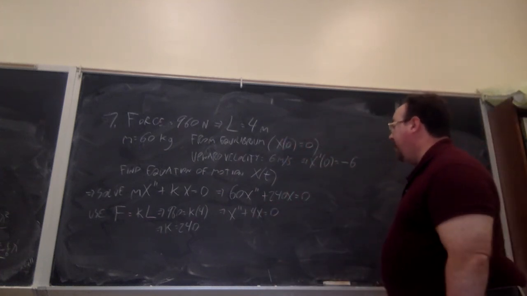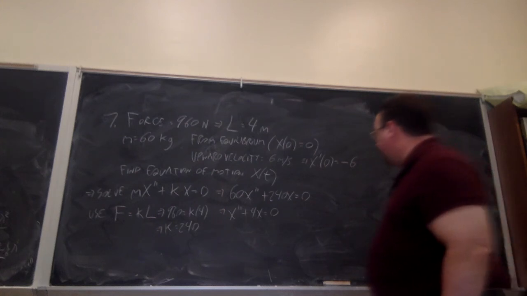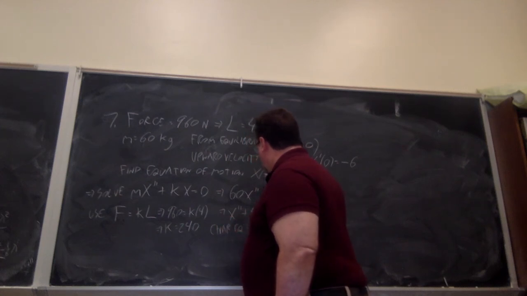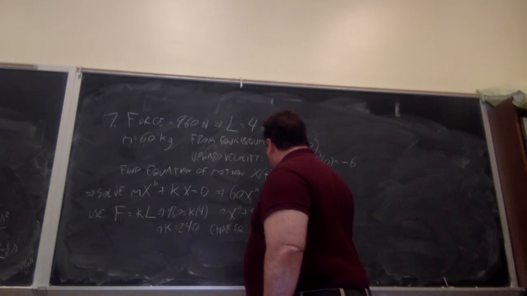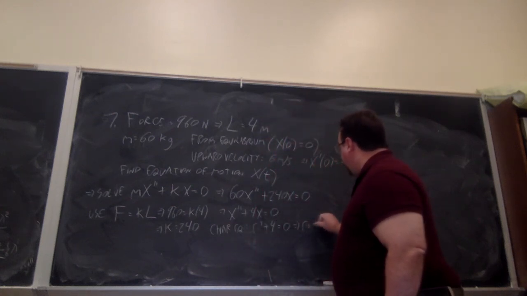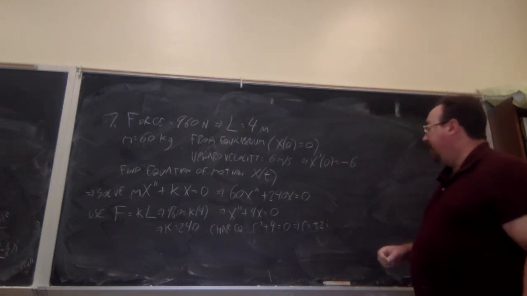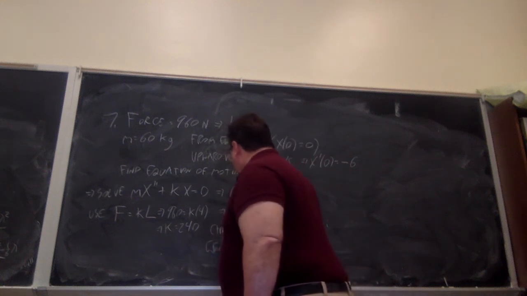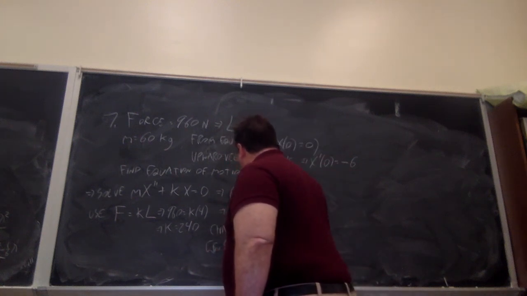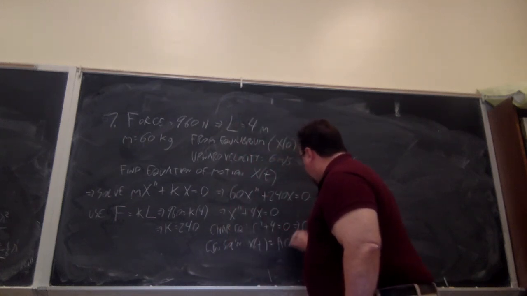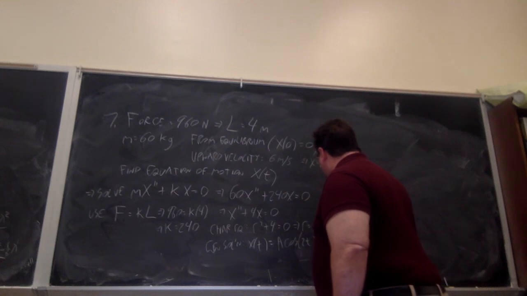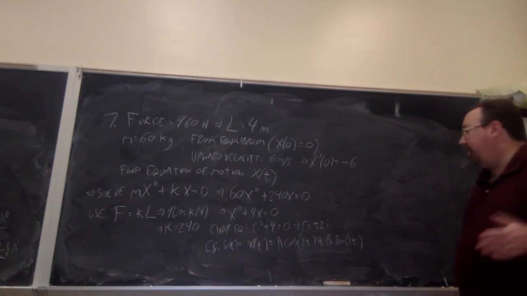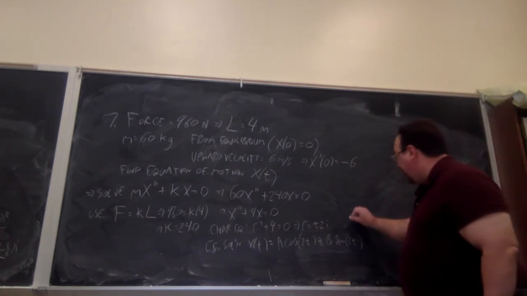Now, in this case, the characteristic equation is r squared plus 4 is equal to 0. So r is equal to plus or minus 2i. We have complex roots, so the general solution is x of t is equal to a cosine 2t plus b sine 2t.